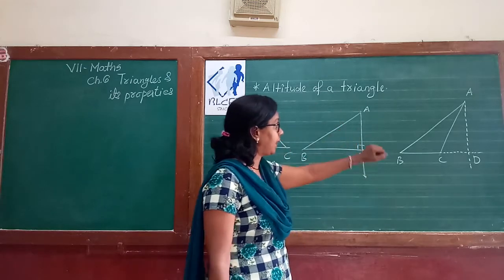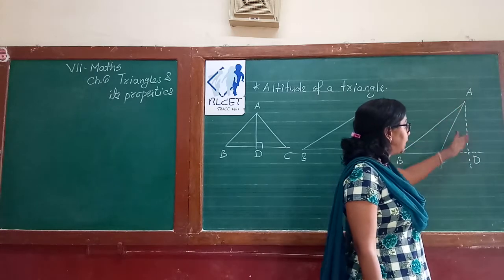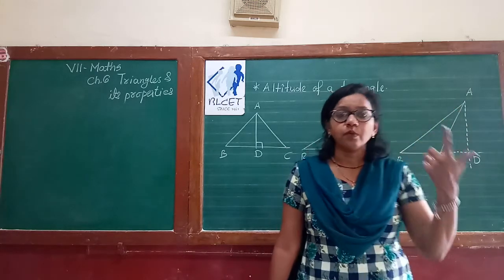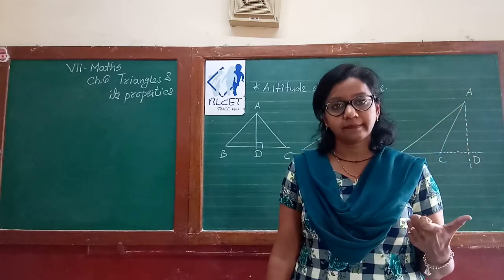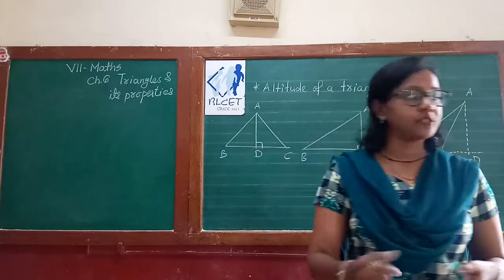This is a right angle triangle. This is your obtuse angle triangle. When I draw the altitude, it is outside the triangle. Why am I explaining this to you? Because the next question is based on this.